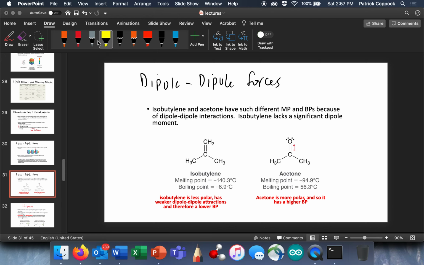Look at that. Wow. This 56.3 degrees Celsius is hotter than room temperature, right? So if you poured some acetone on the bench, it would sit there in a puddle for a little bit, wouldn't it? But if you put some isobutylene on the bench, it would immediately boil up, right? Look at the difference in those boiling points. That is strictly because of the dipole-dipole interactions.